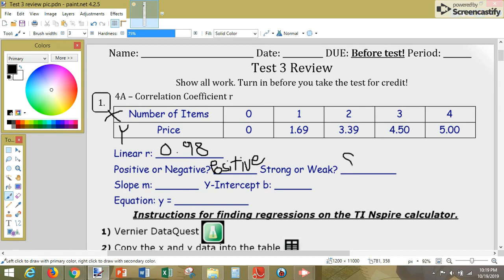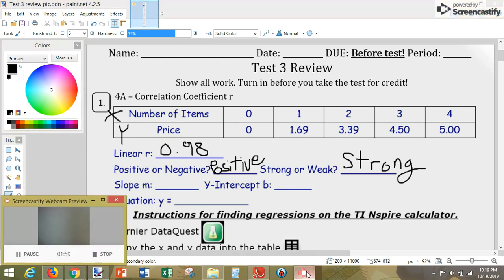It is strong because it is further away from 0. It is not strong because it's positive. It is strong because it's further away from 0.